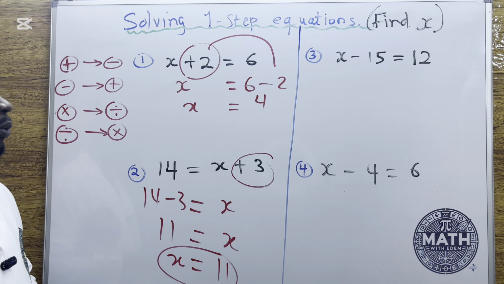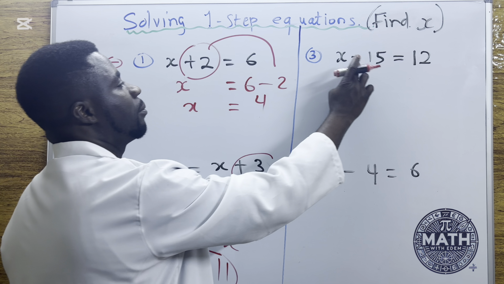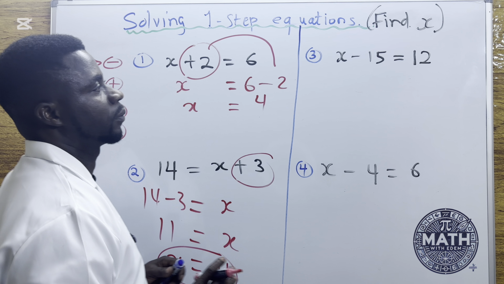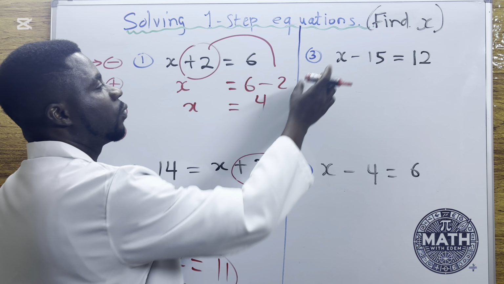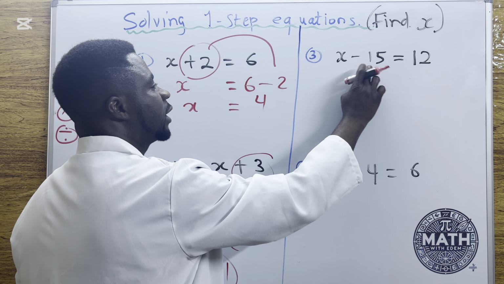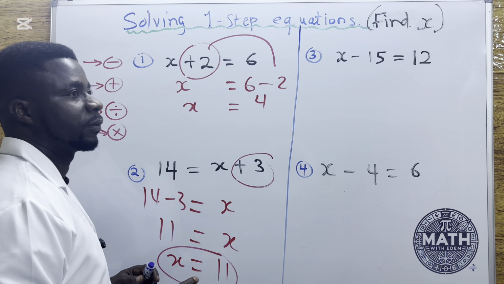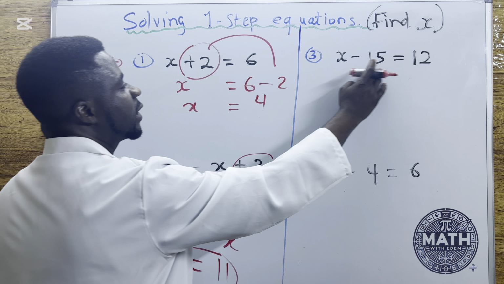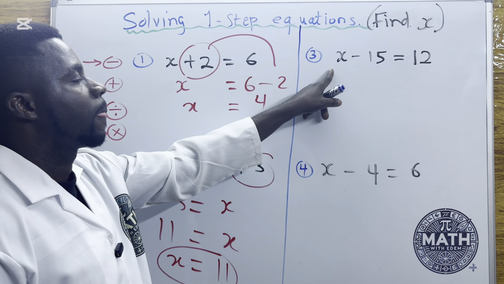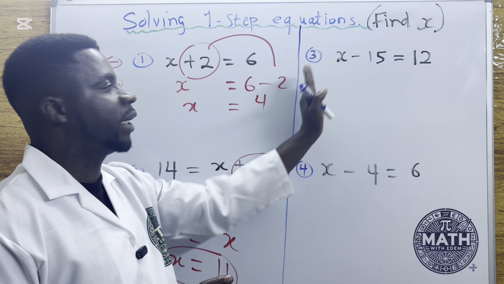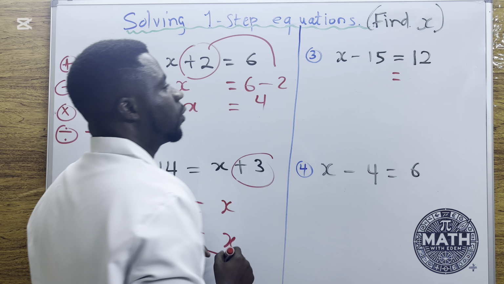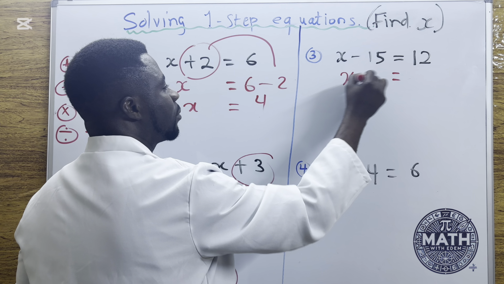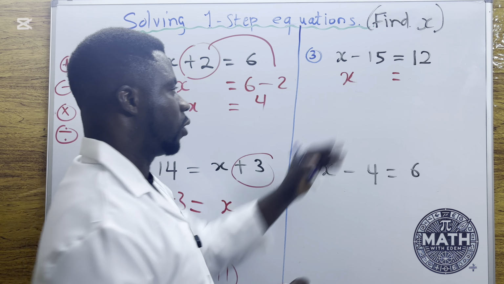Now let's go to number 3. We have x minus 15 equals 12. What it means is, what number do you subtract 15 from and then you get 12? What number minus 15 will give us 12? You realize that x is already at the left side, so let's maintain the x at the left side. I'm going to write my x here equal to, and now I'm going to maintain my 12.